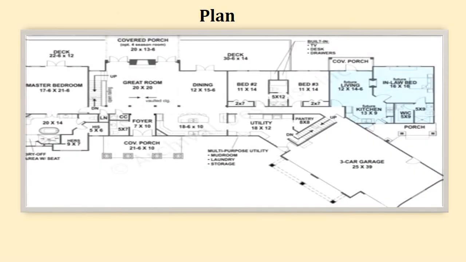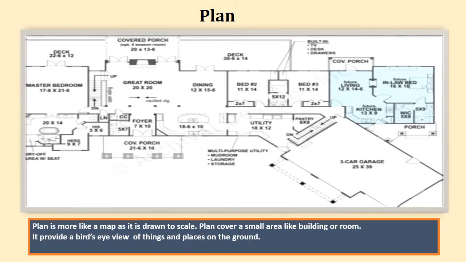Plan is more like a map as it is drawn to scale. Plan covers a small area like a building or room. It provides a bird's eye view of things and places on the ground.